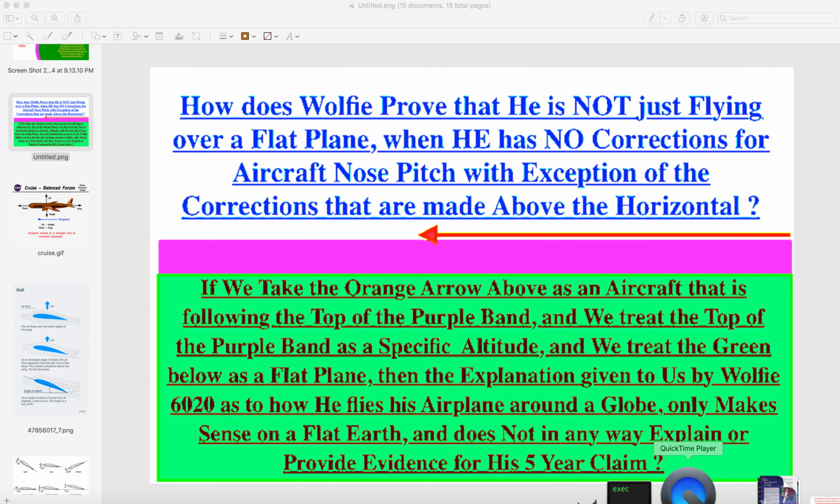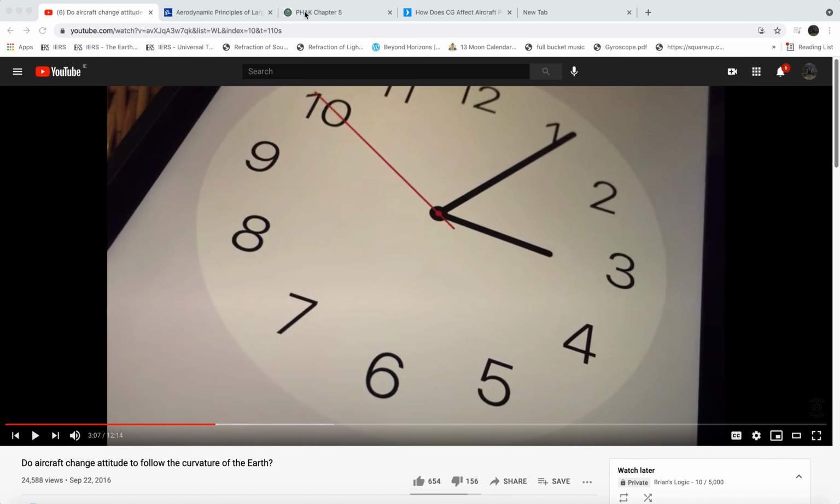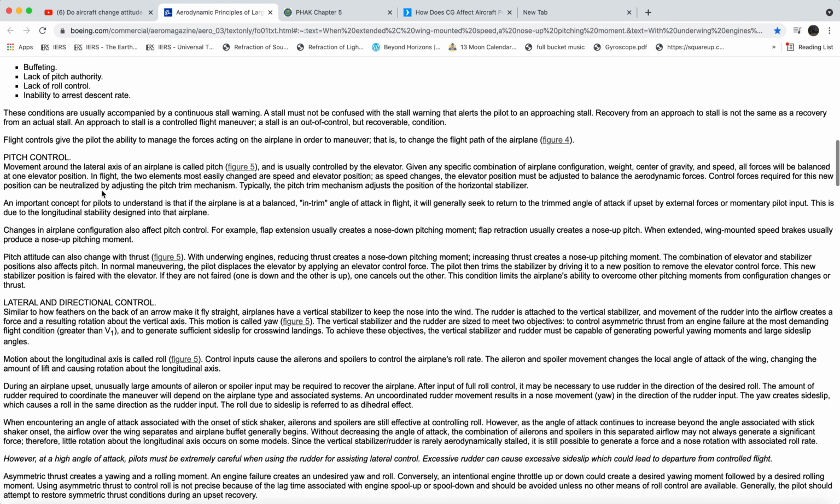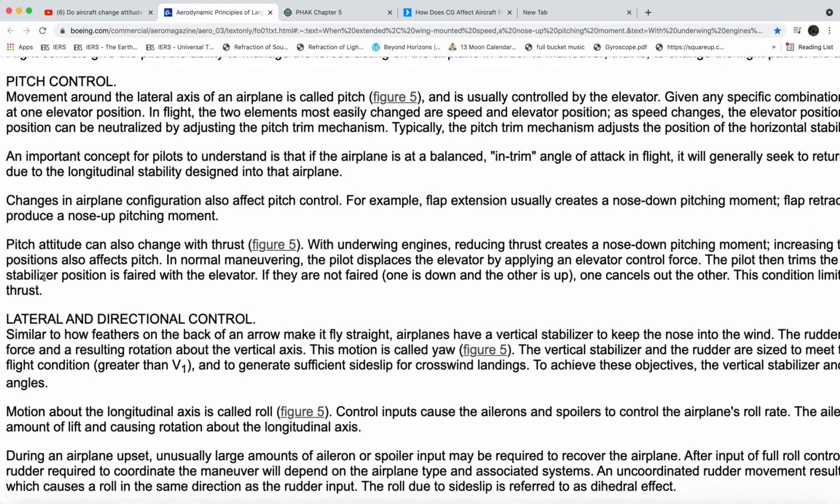Let's go, where are we now? I'm looking for, back here. Okay, this is from Boeing.com, right? This is about how aircraft fly. So I'm just going to go in here.